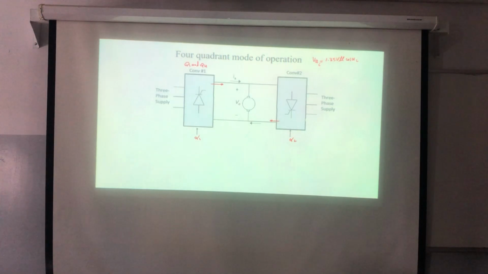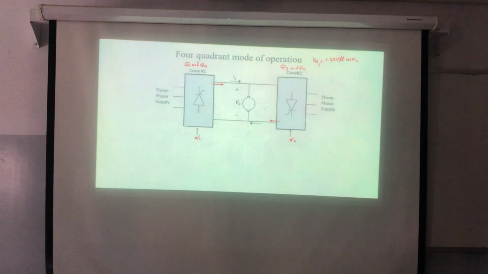So converter number 2 will support the machine when? In Q2 and Q3. Q3 is negative current, negative voltage with respect to the machine. But it's actually positive current, positive voltage with respect to the converter. That's why I put Q3 before Q2.